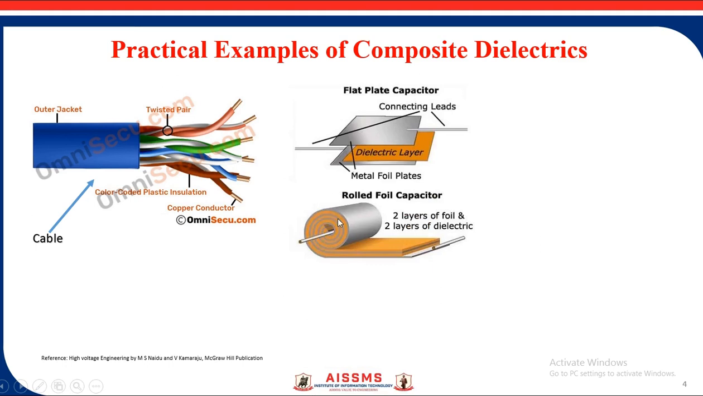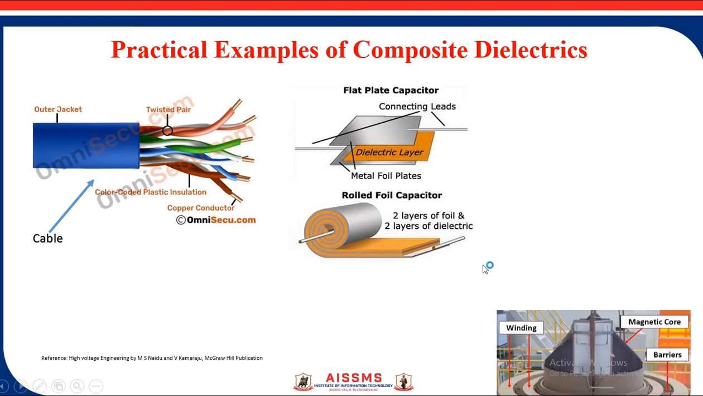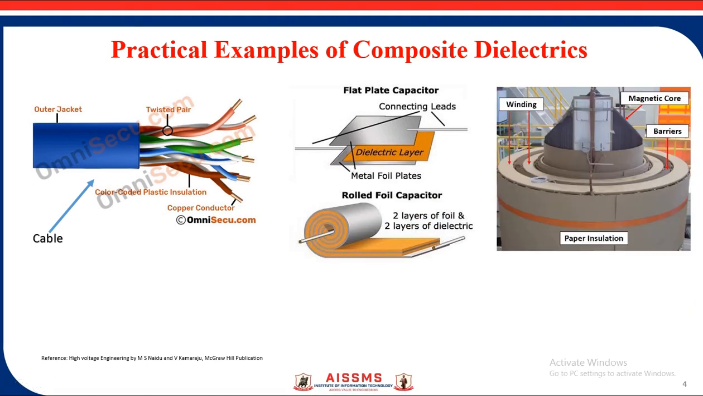You can see the same composite dielectric concept in the capacitor. This is a typical flat plate capacitor. These are the connecting leads. You can see the metal plates are separated by dielectrics, and these can be two layers of dielectric and two layers of foil. So they are again in layers, so again they form a composite dielectric. The next is the transformer winding. Again you can see the windings, and there are layers of paper insulation acting as barriers between these windings. So again this forms a composite dielectric.